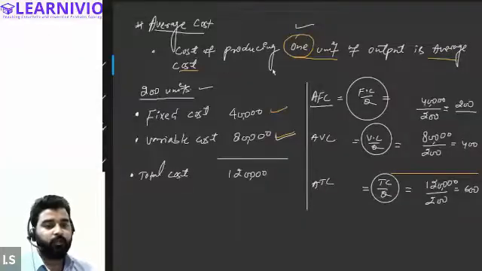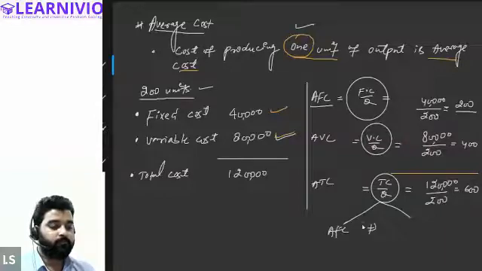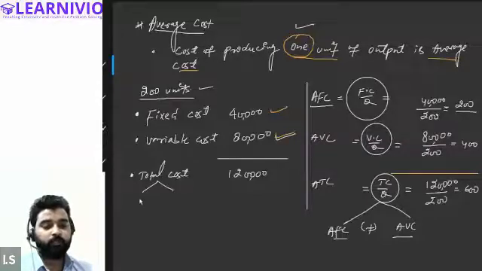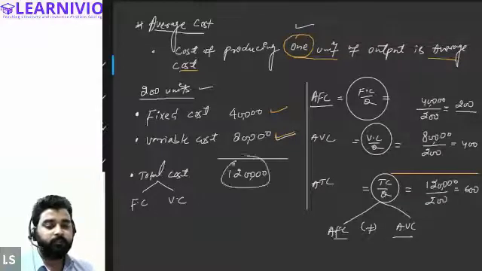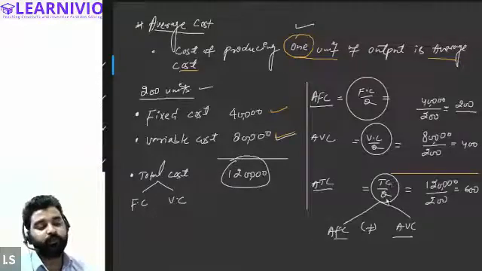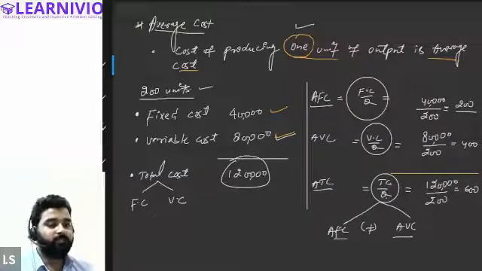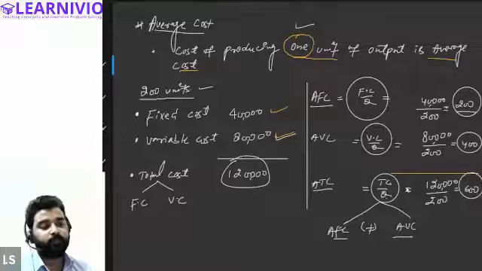But average total cost can also be determined by simply adding the value of the AFC and AVC. Getting my point? Just like in order to find out the total cost, we simply add the fixed cost with the variable cost. Similarly, to calculate the ATC, you can either divide the total cost by quantity, or you can simply add the value of the AFC, which is 200, and AVC, which is 400. You will get the value of ATC, which will be 600.